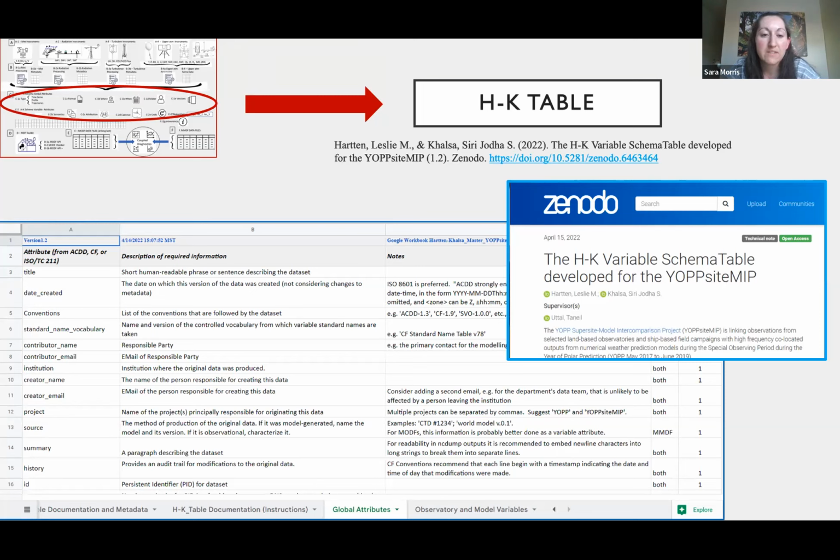The table is a JSON machine readable file, also available in a human readable PDF, that relies on standards and conventions used in the earth sciences, including NetCDF, CF conventions, and the Attribute Convention for Data Discovery, or ACDD. This table enables observational groups to create modeler-ready MODFs and gives NWP partners guidance in creating comparable model output files. You can download this table at Zenodo, and the link is here. It's pretty wonderful, so I highly recommend everyone take a look at it. Next slide.